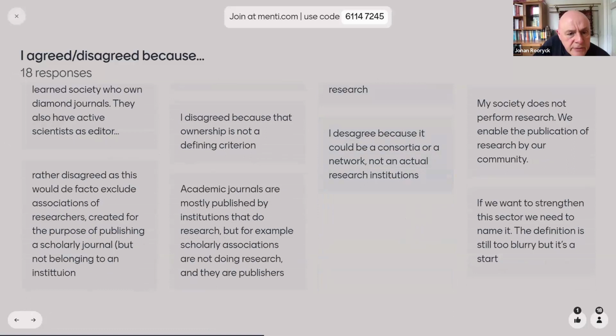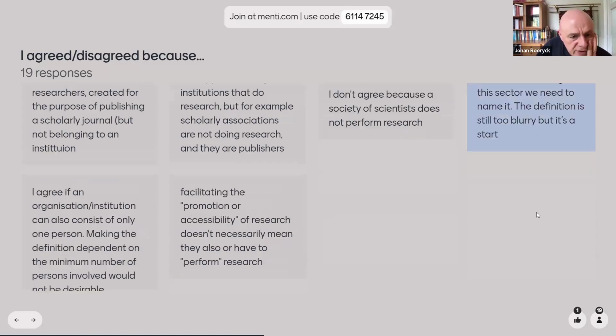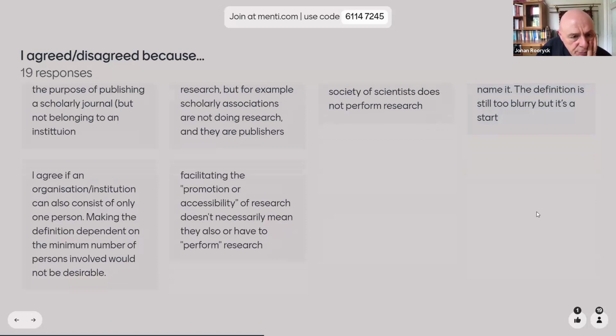Yeah, I think to perform, I mean, it's the mission who is performing research, right? We can quibble about this, but of course it's not the association that performs research. An association is just an association, but usually associations or institutions have a mission, and that could be to facilitate the promotion or accessibility of research. That could also be a better term.